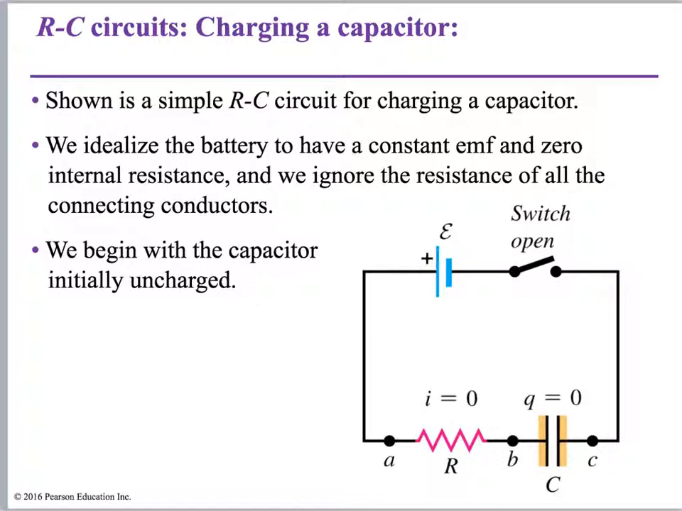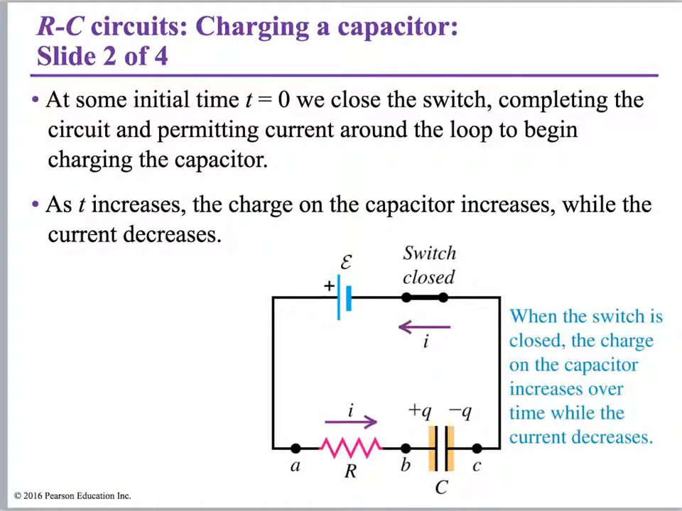We start with a switch open, and the capacitor is not charged. And so what we would do is when we would close the switch, then the current will start to flow, and as it flows, the charge starts to build up on the capacitor. Now, the thing that is different about this scenario than what we've done previously is that the current actually will change as the capacitor becomes more and more charged.